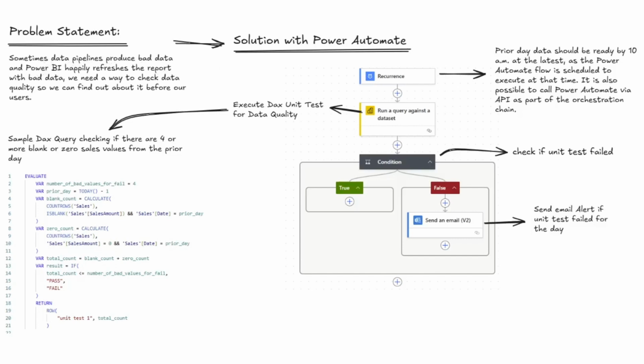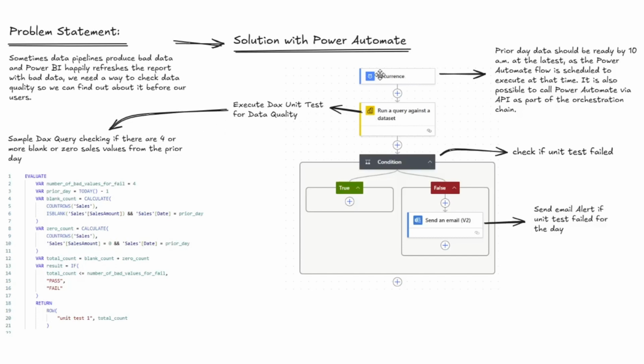If you've worked with Power BI in an enterprise environment, you'll know that sometimes database pipelines fail and Power BI happily refreshes, but it refreshes zeros. And in that scenario, it's really hard to catch that something went wrong. And in fact, you typically find out about it from an upset business user. So, this is a solution on how you can implement an automated DAX unit test with Power Automate.